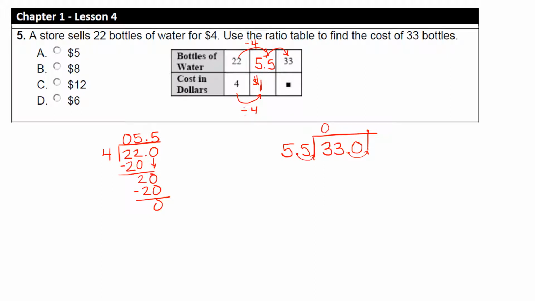And I'm going to bring it straight up into the quotient. 55 cannot divide 3. It cannot divide 33. It can divide 330 6 times. 6 multiplied by 55 is 330. So our answer here is 6. So what that means is I had to multiply 6 by 5.5 to get 33. So now I have to do the same thing down here. $1 times 6 equals $6. So 33 bottles equals $6. So that's answer choice D.